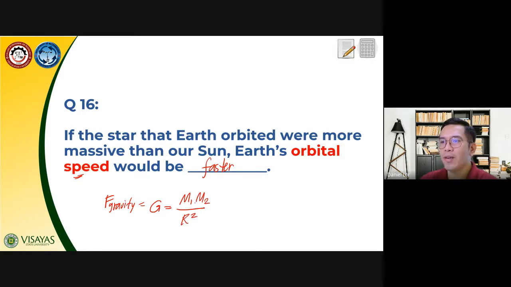So if we increase the mass of the Sun, therefore our gravitational force will also increase. And based on the second law of Kepler, this is how the second law of Kepler goes.